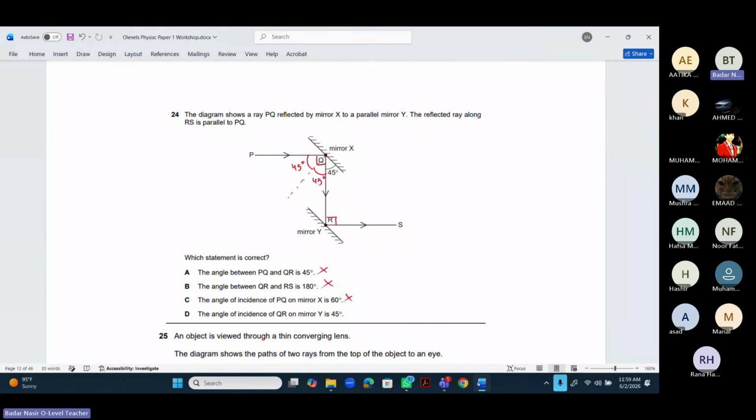Angle of incidence of QR on Y is 45. So this is true. So the answer is D.